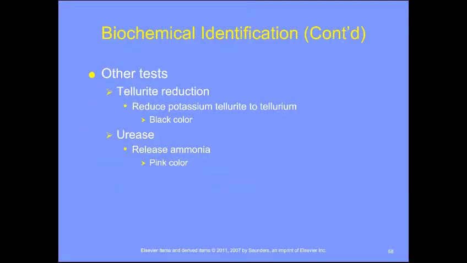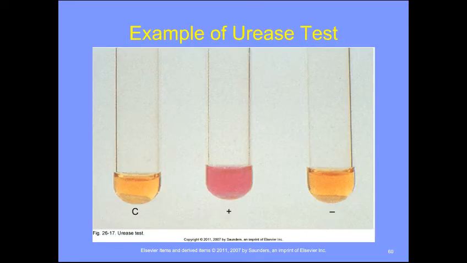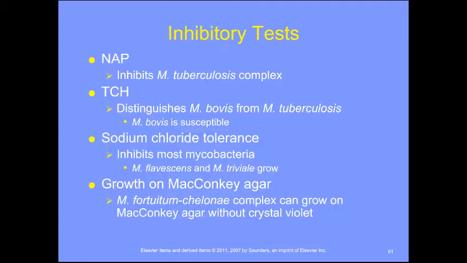Other biochemical tests, you can use tellurite reduction, reduce potassium tellurite to tellurium. Positive color, black. Urease, release ammonia. Positive color, pink. So this is your tellurite. Ito yung positive. Yung black. This is your urease test. Positive pag nag-pink siya.